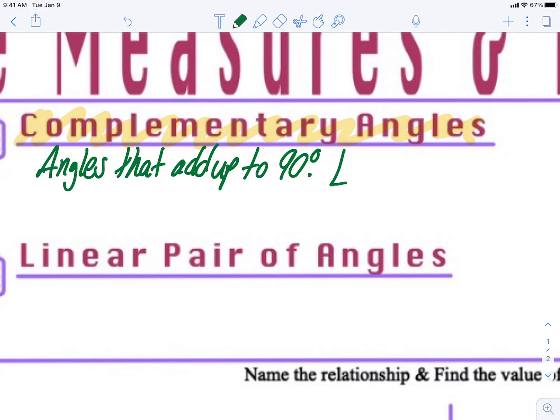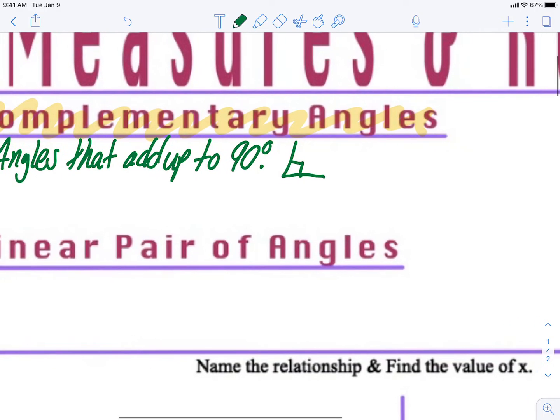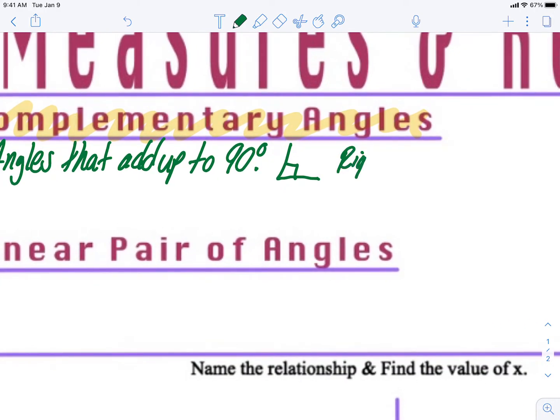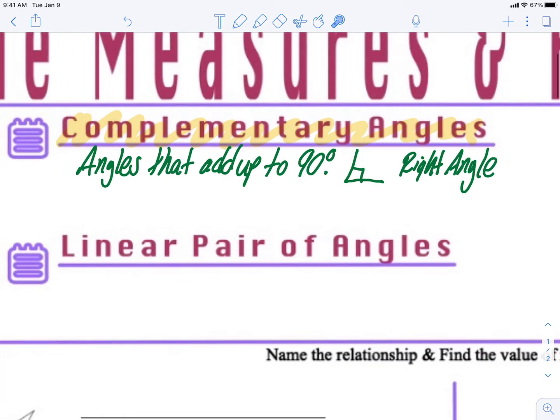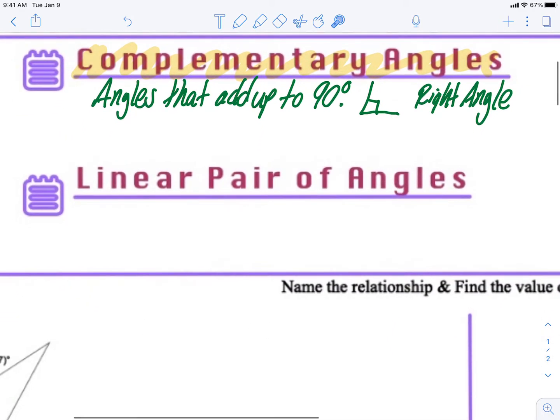So when we have an angle like that and the little box, that means 90 degrees. It's a right angle. So complementary angles are angles that add up to 90 degrees. Usually you have the little box here, and the little box we always know means 90 degrees. So that's complementary.